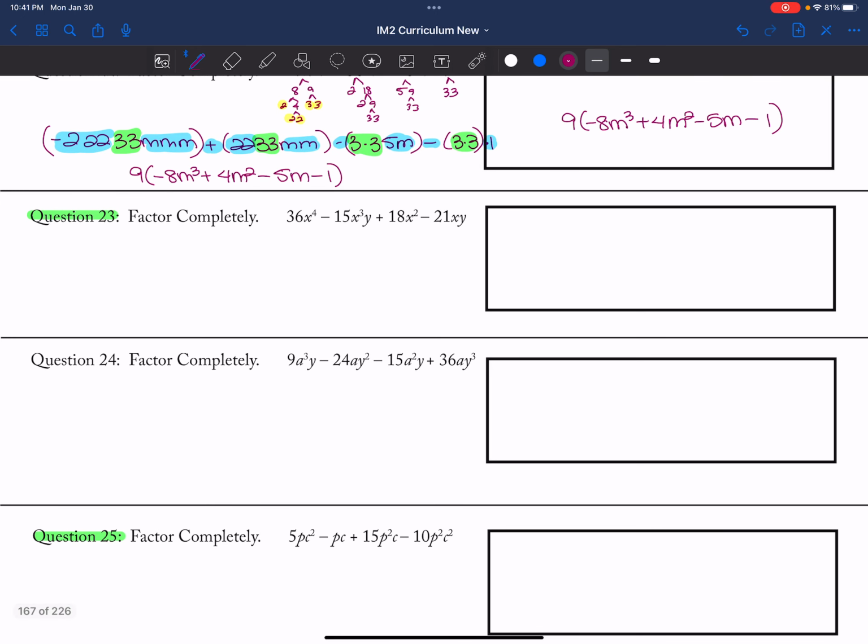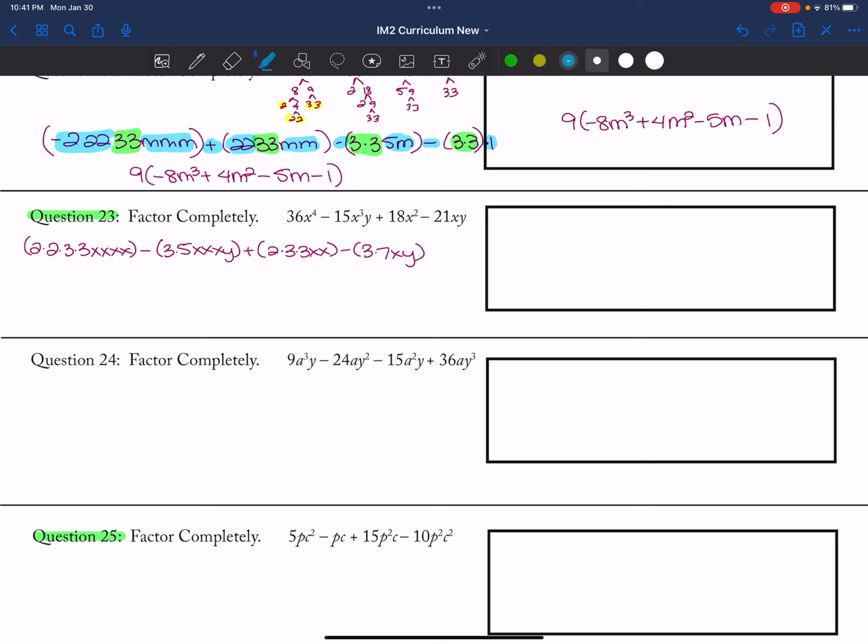Okay, and then 36x to the 4th. So that's 2 times 18, so that's 2 times 2 times 3 times 3, and then x times x times x times x. And then minus 3 times 5, x times x times x times y, plus 2 times 3 times 3, x times x, minus 3 times 7, x, y.